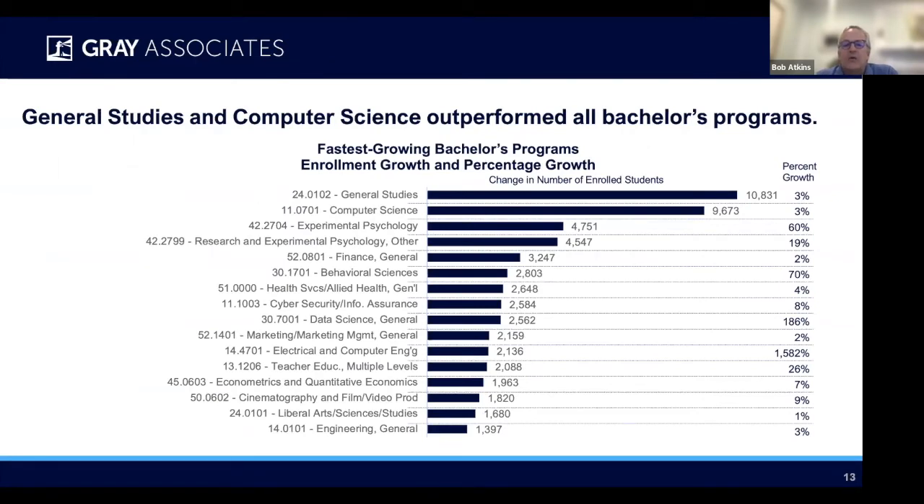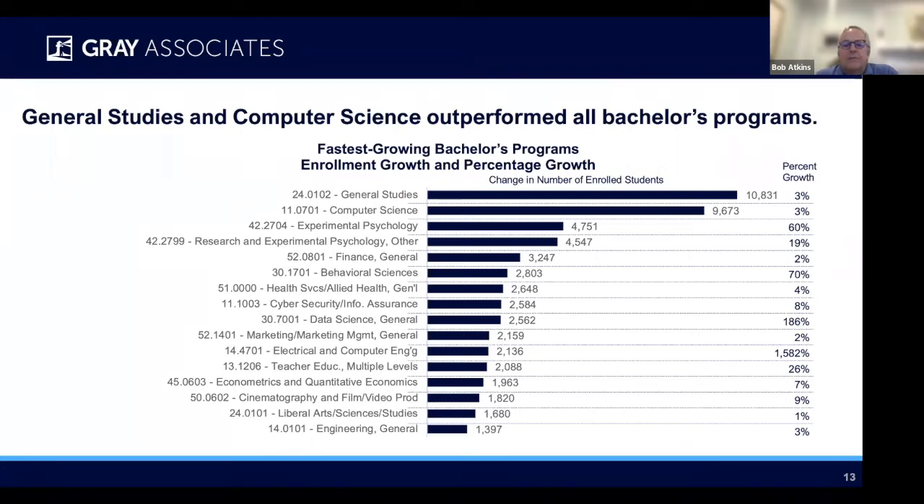Now, what's growing within that mix? And we've got two metrics here. The first is the change in the number of enrolled students. That is the unit change in growth. And the second you see on the far right is the percent change in growth. So I was a little surprised here to see general studies, that's the non-major, up almost 11,000 students.